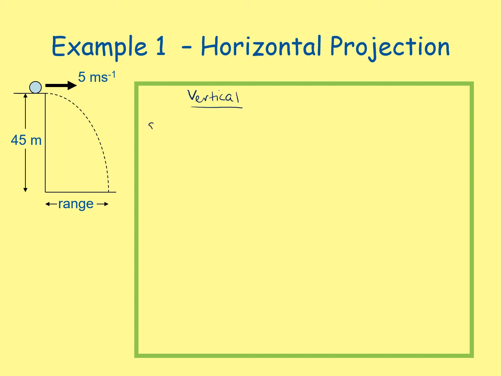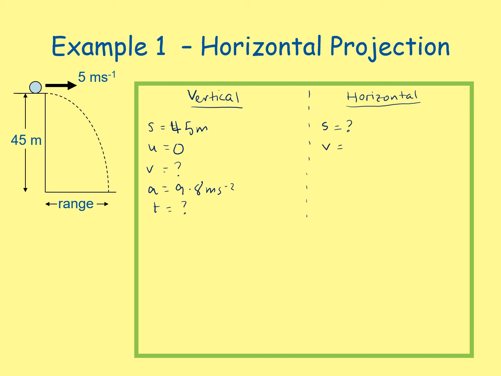So along our vertical, we know that our displacement is 45 meters. We know that our initial velocity is 0 because it's starting from rest. We don't know our final velocity. We know our acceleration is 9.8 meters per second squared. And we don't know the time. Along our horizontal, we don't know what our displacement is. We know that our speed is 5 meters per second. That's a constant speed there. And we don't know the time.